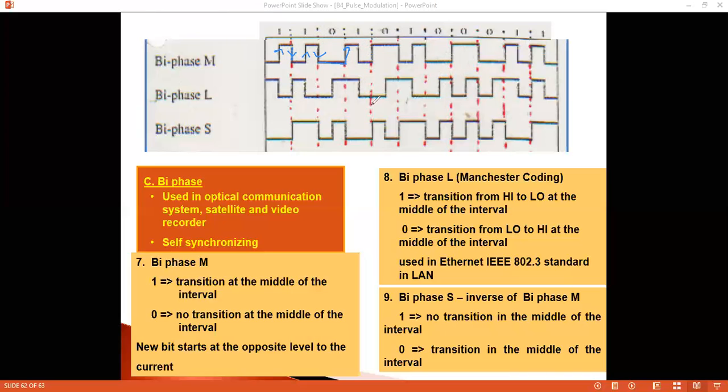For biphase L, if 1, high to low, high to low, then for 0, low to high, and then high to low, just like that. Biphase S is opposite to biphase M. Okay, 1, no transition, but since it's a new bit, go to the opposite. And then new bit, opposite, bit 1, transitions at the middle.